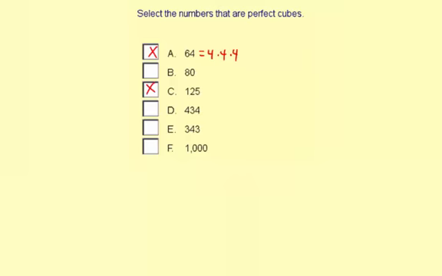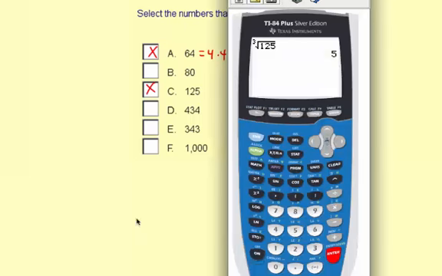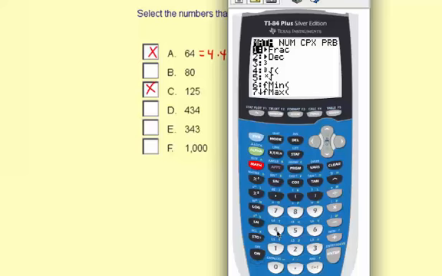How about 434? Cube root of 434 is 7.5 and so on, an irrational number. Definitely not a perfect cube. So let's try 343. That one's 7. So 7 times 7 times 7 makes 343, and 343 is a perfect cube.